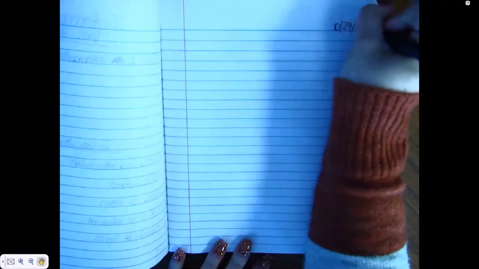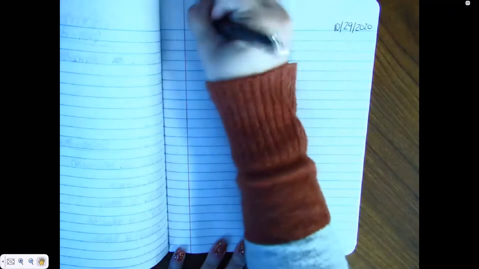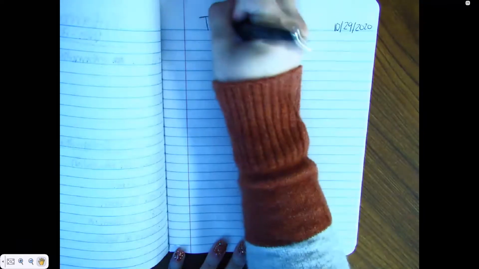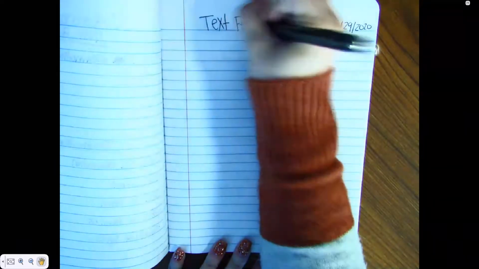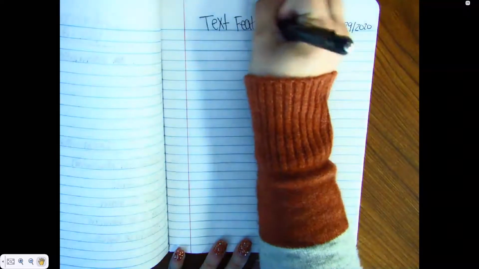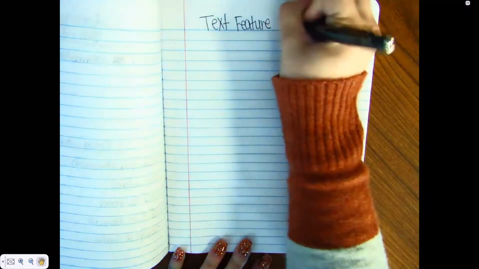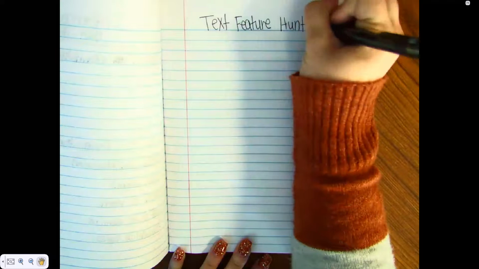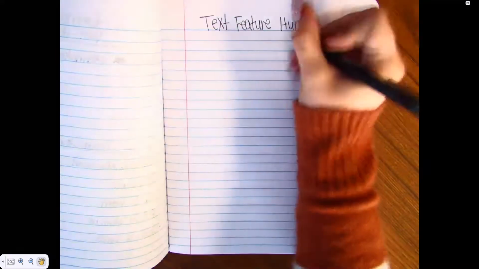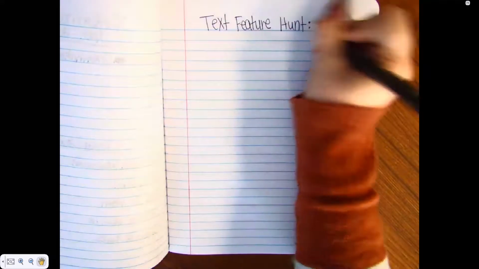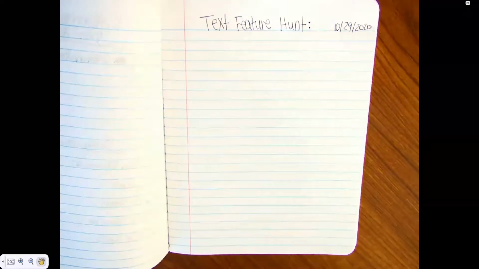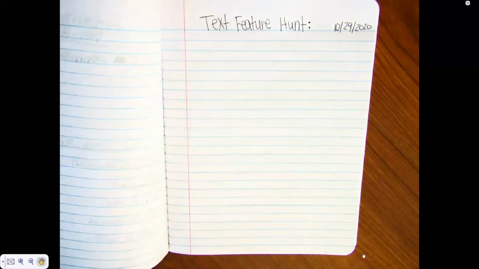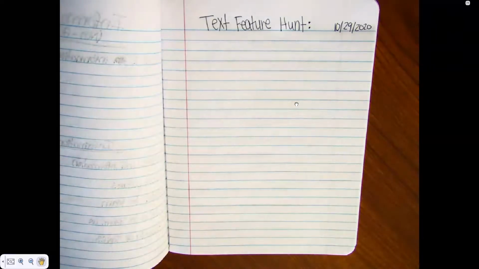All right. So I'm going to put my date. And we're going to write text feature hunt. So I'm sending you on a text feature scavenger hunt. You are going to go on Epic and you are going to try and find all of the text features that we just talked about.